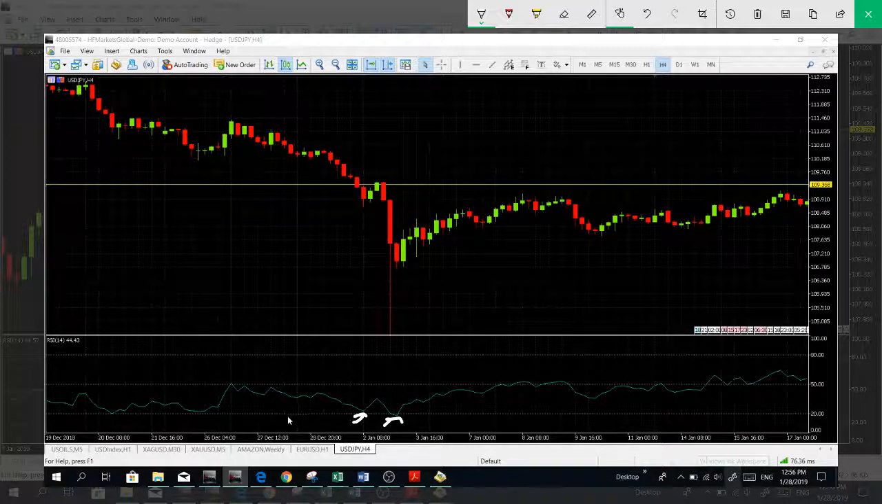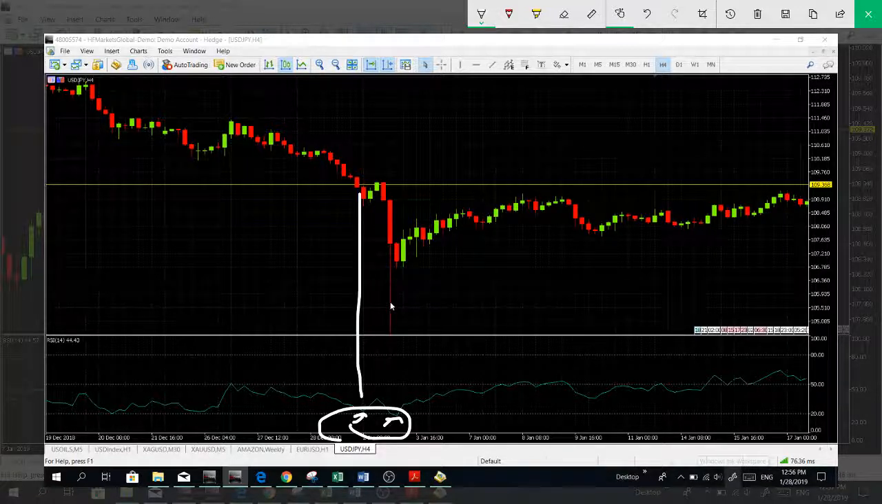Generally, you can use the RSI to understand when the market is overbought and oversold, but enter the market with the second confirmation, not the first confirmation. You see, this is the first, but here is the second confirmation. So you could buy here.